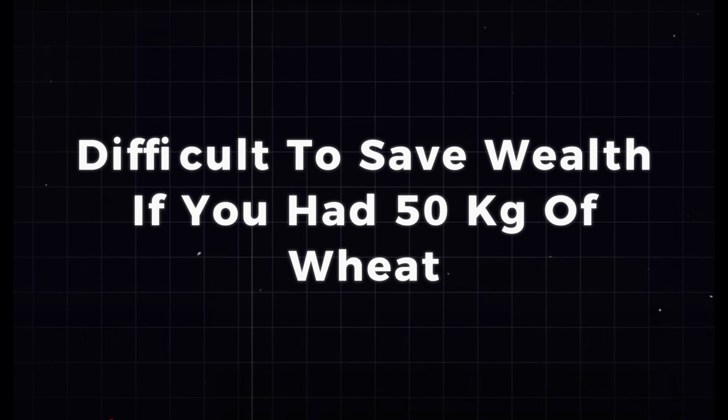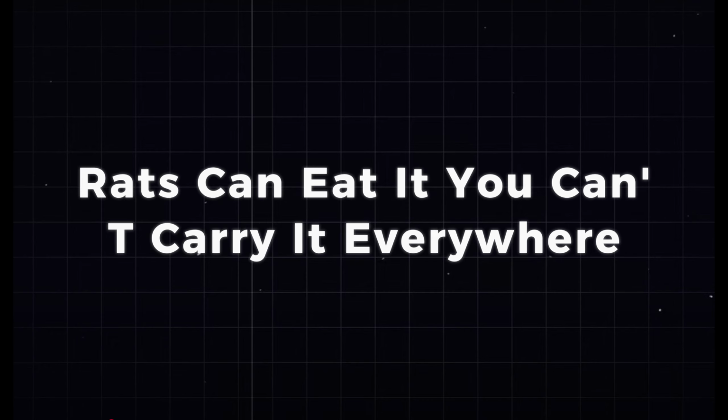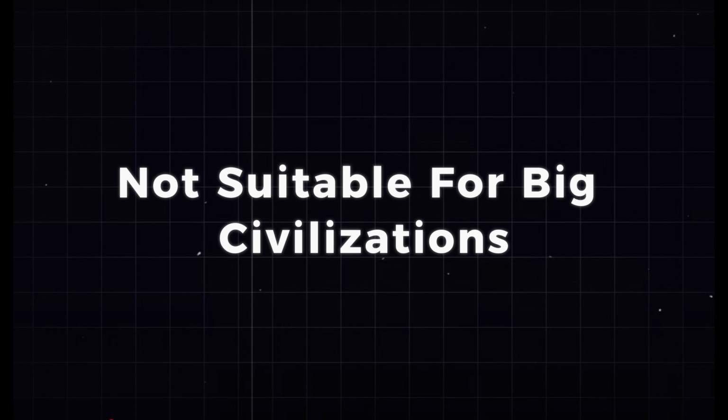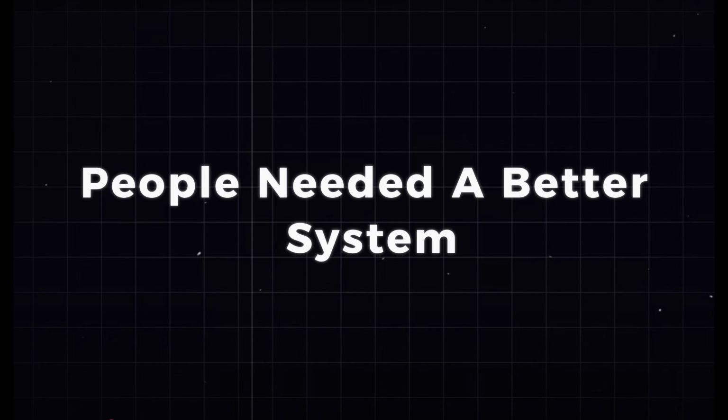Difficult to save wealth. If you had 50 kilograms of wheat, how would you save it? It can rot, rats can eat it. You can't carry it everywhere. Not suitable for big civilizations. As society grew, with bigger cities, kings, temples, farmers, and builders, barter became too difficult. People needed a better system.